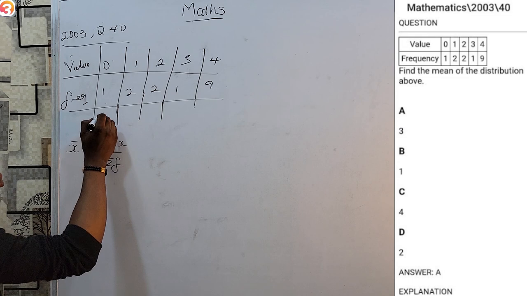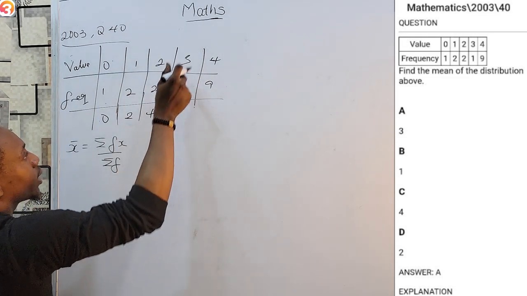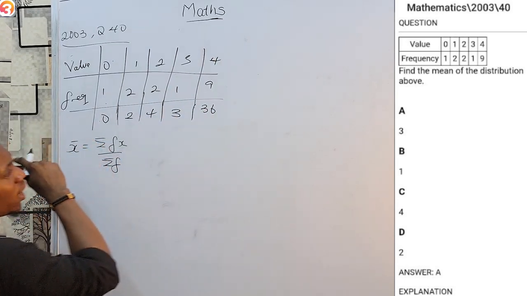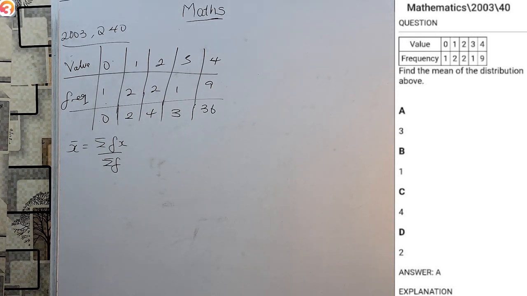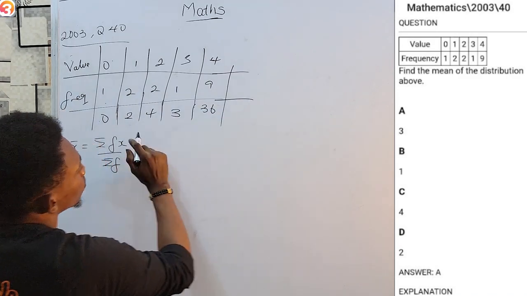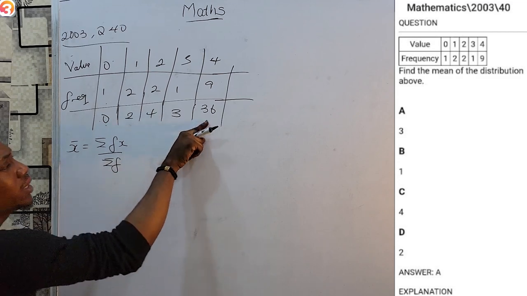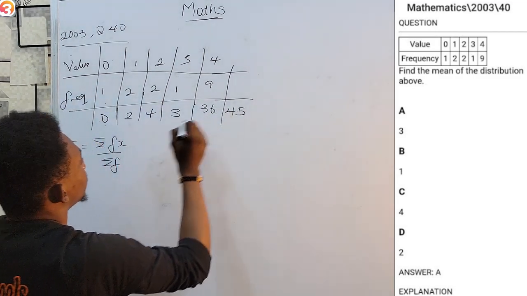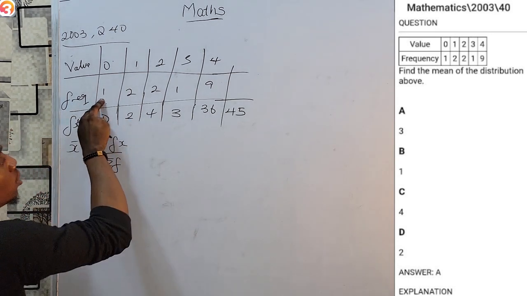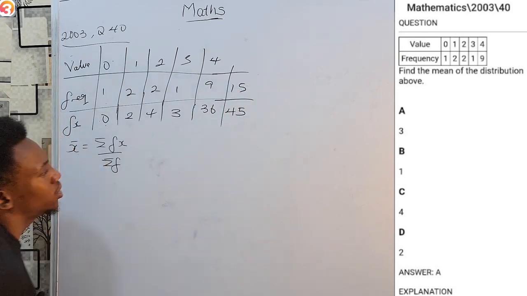0 times 1 is 0. 2 times 1 is 2. 2 times 2 is 4. 3 times 1 is 3. 9 times 4 is 36. And you see, now I know fx. And summation simply means to add. So let's add them up. 0 plus 2 is 2. Plus 4 is 6. Plus 3, 9. 9 plus 36 is 45. This is fx. Then the summation of my frequencies will give me 3, 5, 6 plus 9 is 15.